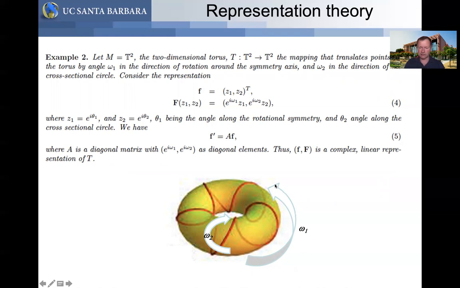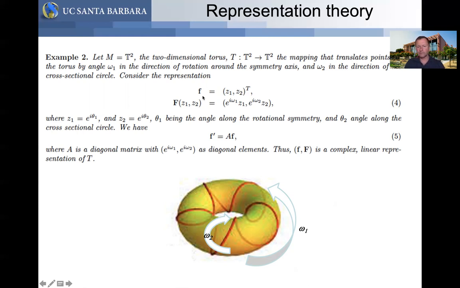And so that's around the symmetry axis. And in the other direction, so along the cross-sectional circle with angle omega-2. Now, if we choose f to be z1 and z2, where z1 and z2 are both points in the complex plane, so z1 is a point on the complex plane on, let's say, a unit circle, then the capital F is just obtained by multiplying z1 with e to the i omega-1 and z2 by e to the i omega-2. This clearly just rotates things around one direction, and the other direction.